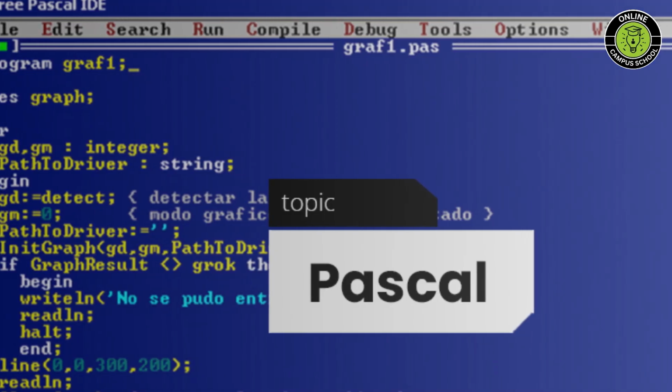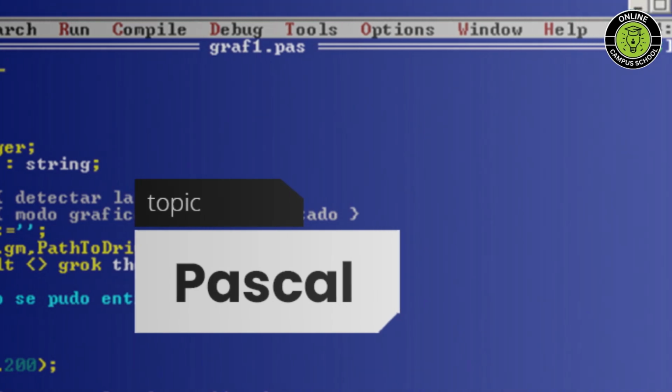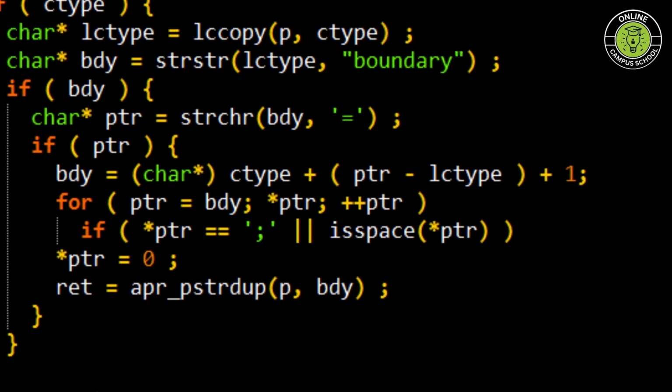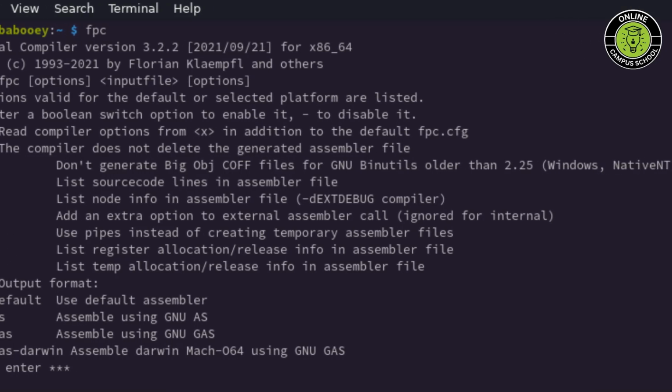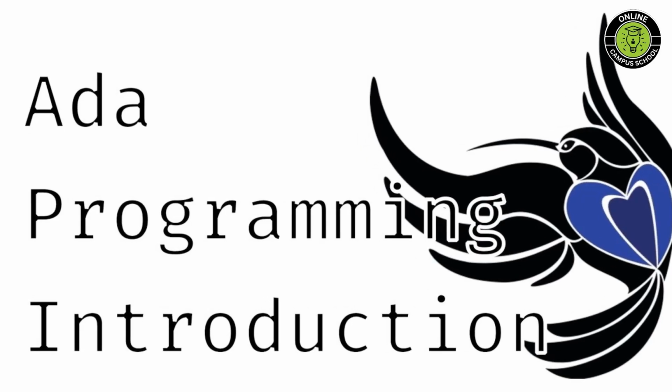3. Pascal. Developed in the late 1960s and 1970s, Pascal saw widespread use in the 1980s, especially in academia and early personal computers like the Apple II and IBM PC. Its structured programming approach made it an excellent teaching language. 4. Ada. Commissioned by the U.S.